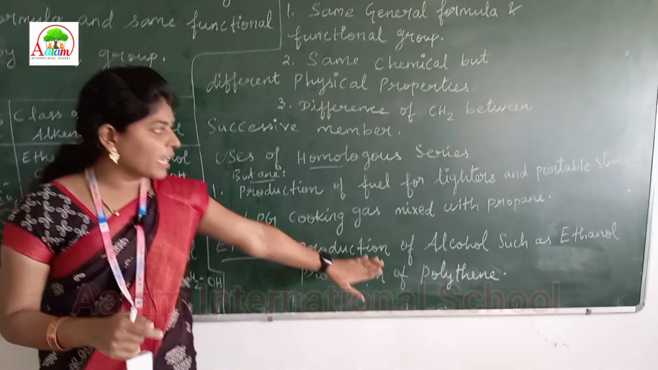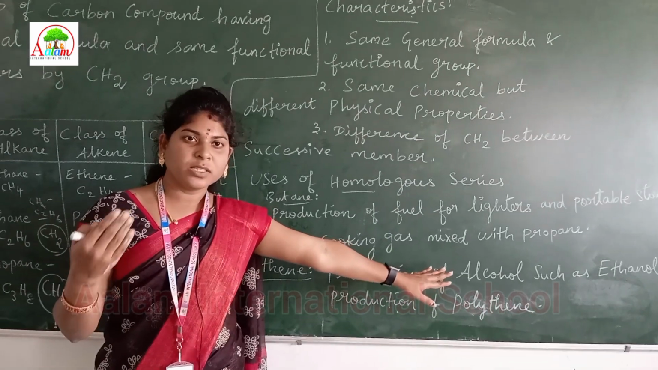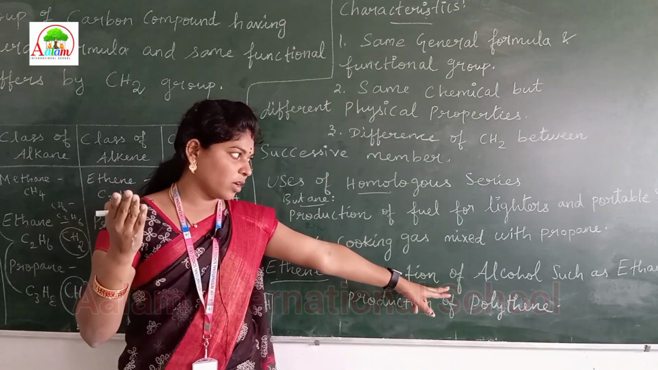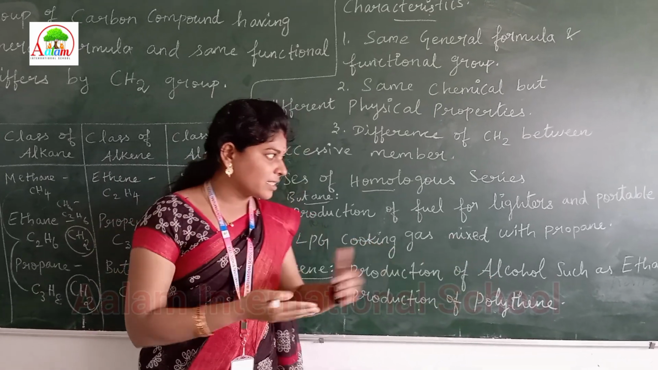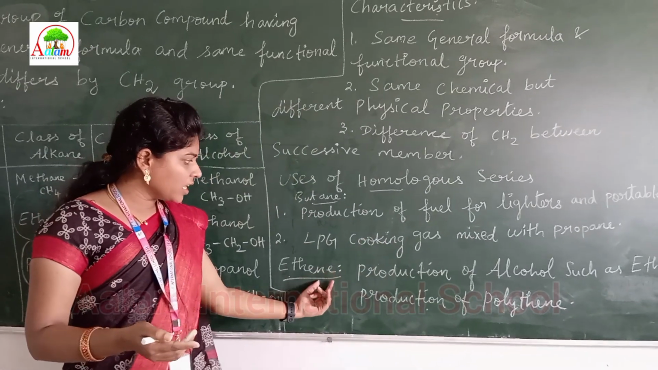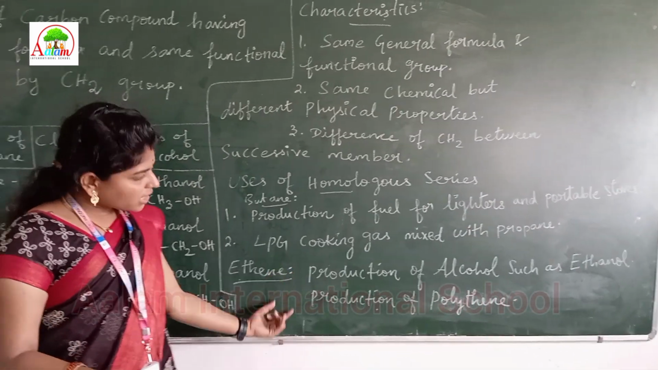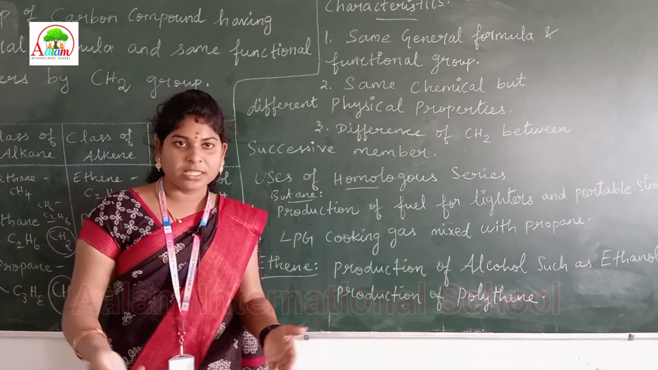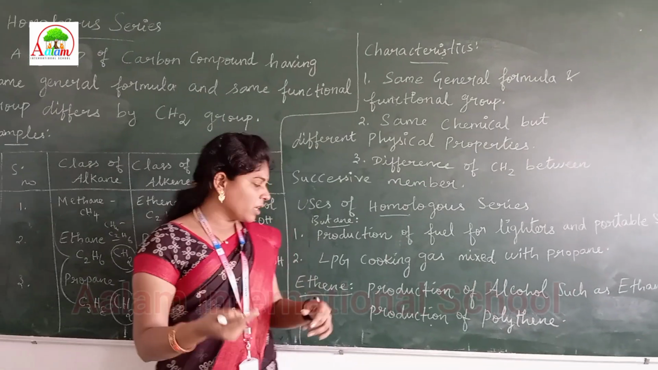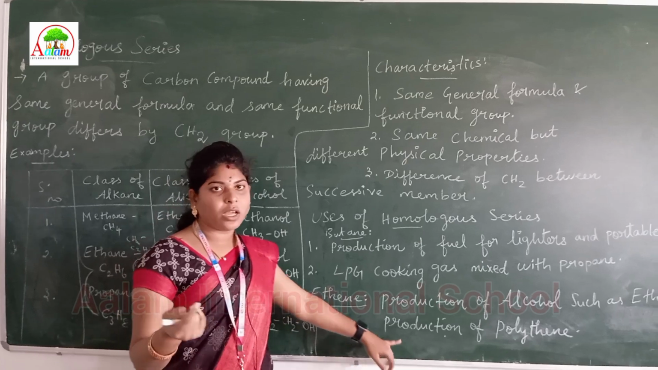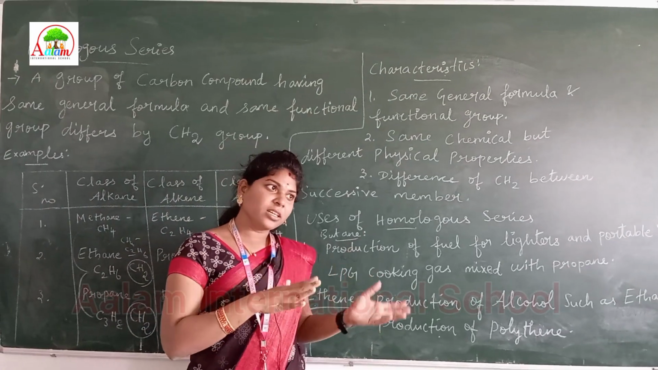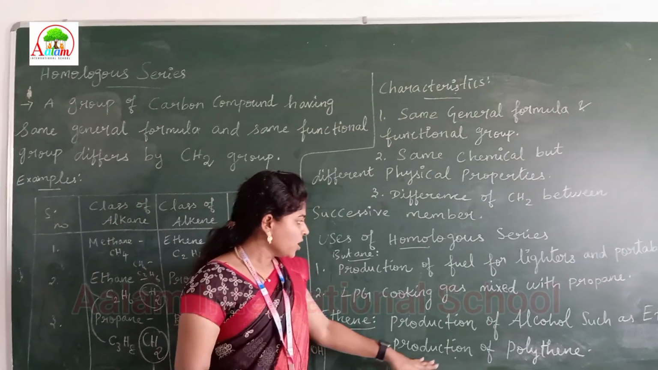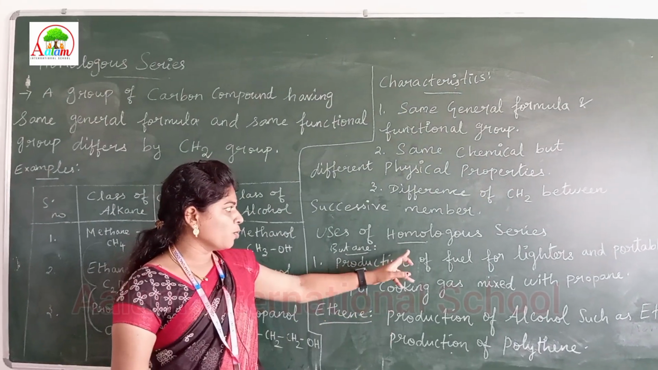Next, ethene. From ethene we are getting alcohol. Alcohol, in the sense, we know in our real-time day-to-day life we see alcohol. That alcohol is extracted from ethene. Ethene is also one of the organic compounds. This ethene is also used in polythene. We are using polythene bags, polythene covers. In that product, the chemical mixed is ethene. It is neither good nor bad, yet we are still using polythene bags. So these are a few uses of homologous series.